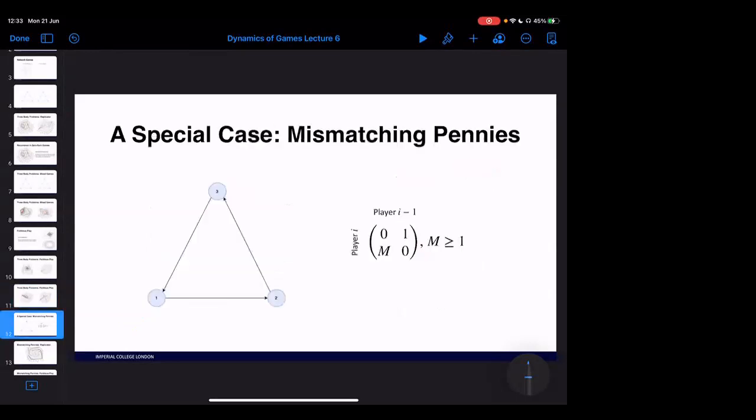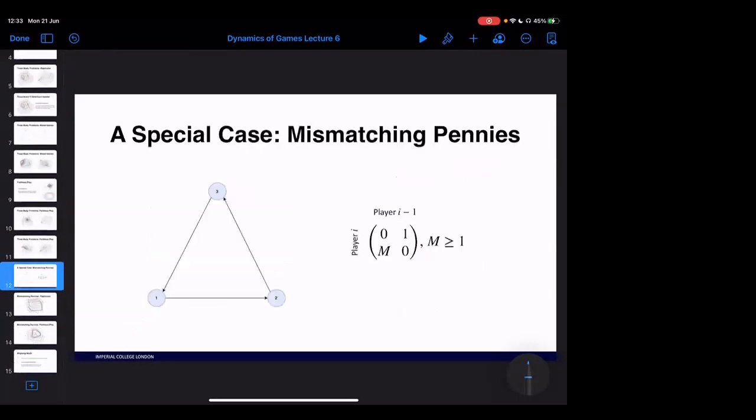Turns out the answer is yes, as you might expect from my little motivation there. And the particular type of game that I want to show you is the mismatching pennies game. Okay, this is a very particular example in which instead of having these undirected graphs that we've seen so far, we have a directed cyclic graph, right?